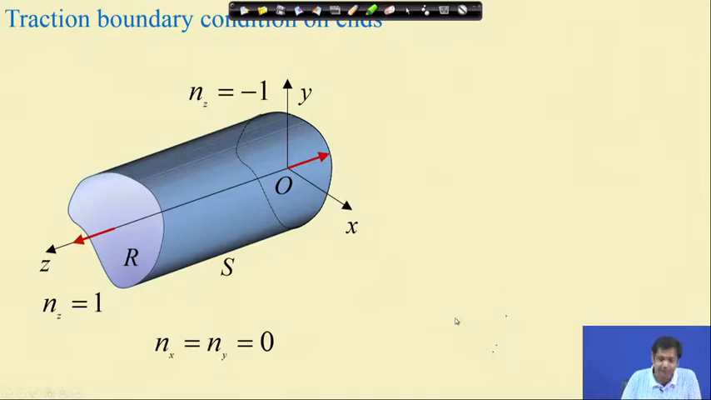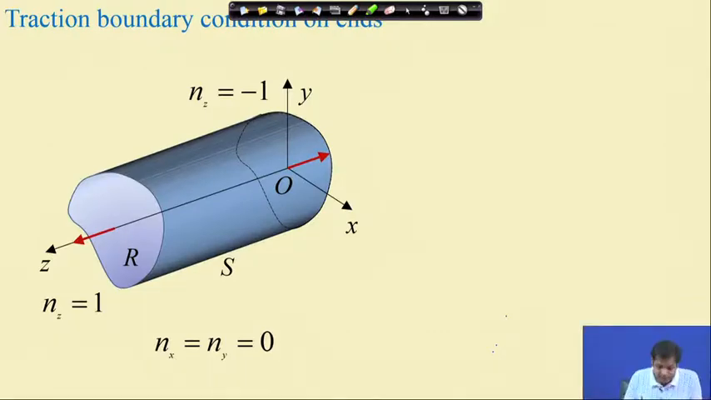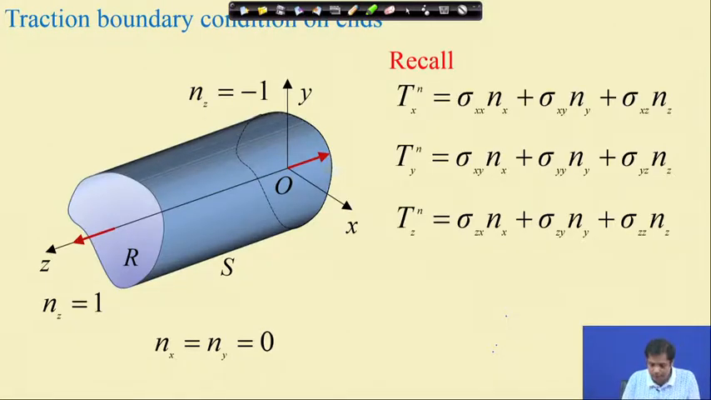And then we have nx and ny equal to 0. Just look at the difference between when we apply the boundary condition on the surfaces. Earlier nx and ny were non-zero and nz was 0, but now when we apply the boundary condition at both ends, we have nx and ny 0 and nz is plus minus 1. Now let us recall, this is the expression we have for the traction.